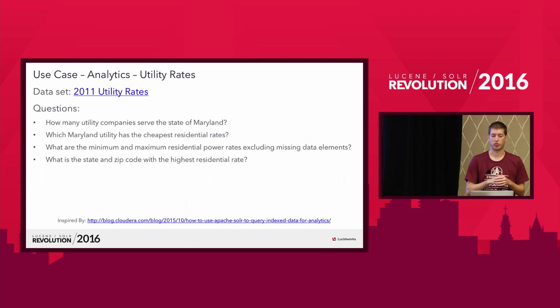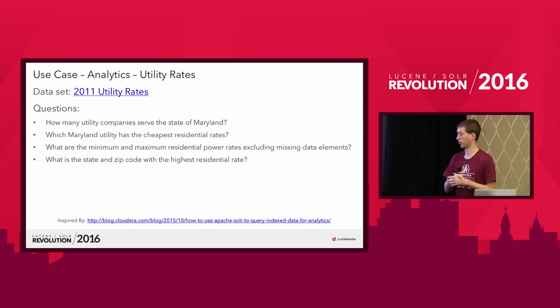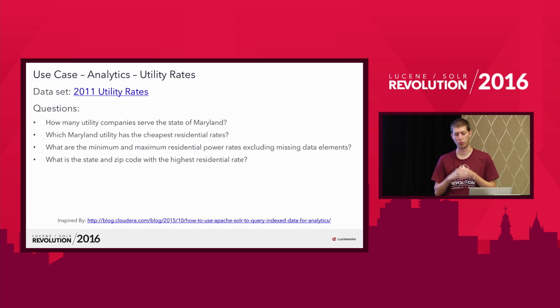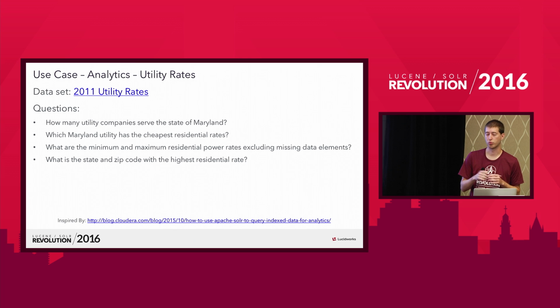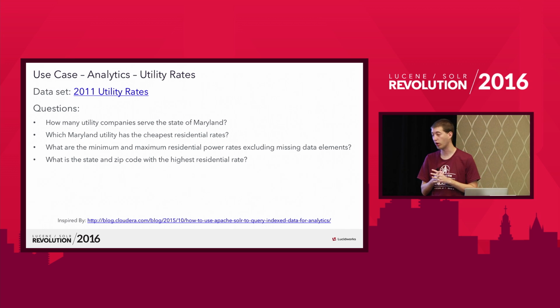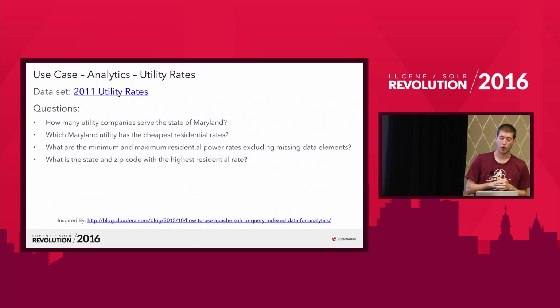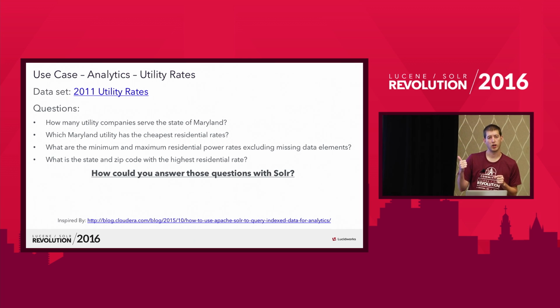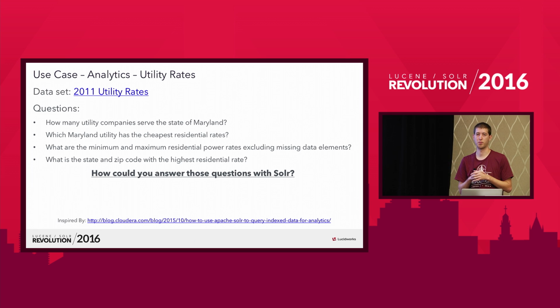So here's a use case that I want to walk through, and I definitely took this from the Cloudera blog. They did a great job when this was put out, and it was the state of the art at the time. This is utility rates from 2011, basically for the US, and they wanted to answer these 4 questions, which I put on the slide here. They're not hard questions to answer, but how would you do this in Solr? I'll give you about 10 seconds to think about how you could answer these with your current Solr installation.